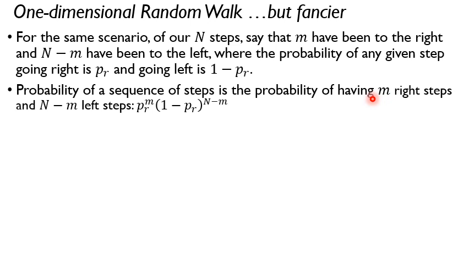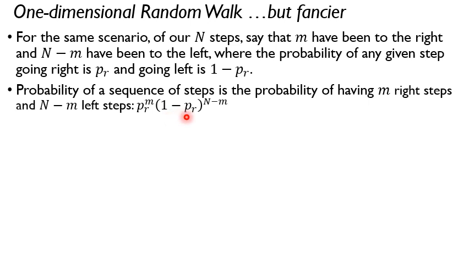Okay. So if we want the probability for a given sequence of steps that has m steps to the right and then n minus m to the left, then for each rightward step, we're going to have the probability p sub r. So if I have m steps to the right, I'm going to multiply p sub r by itself m times. That's why you get the probability of the right raised to this exponent, the number of steps you took. And the same thing for the steps to the left: you'd take the probability for each leftward step and multiply it by itself for the number of leftward steps you have.